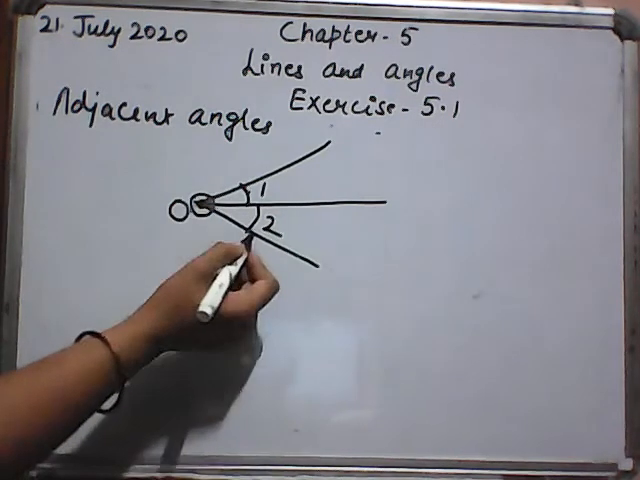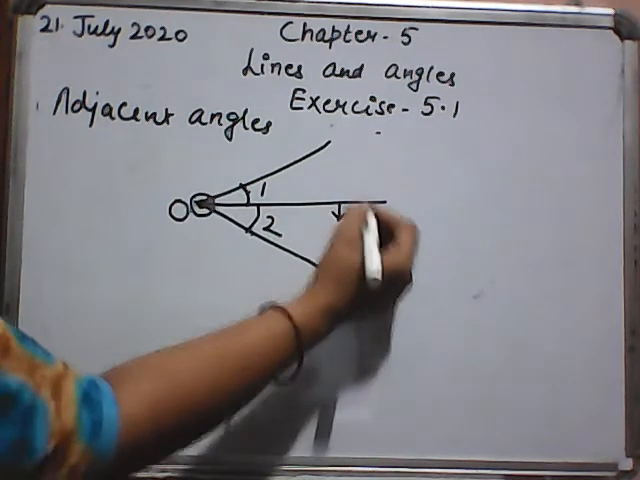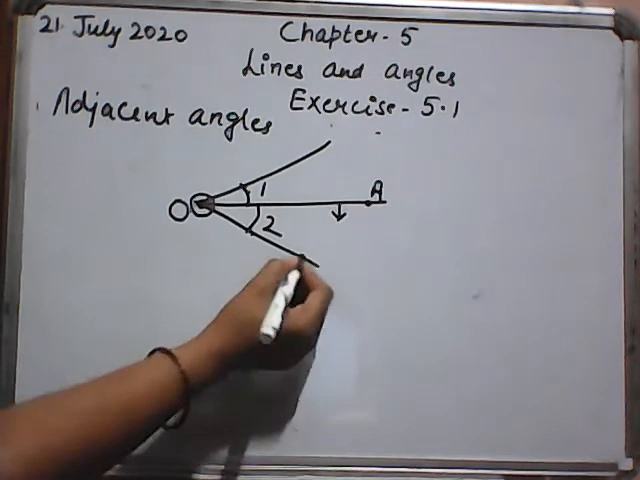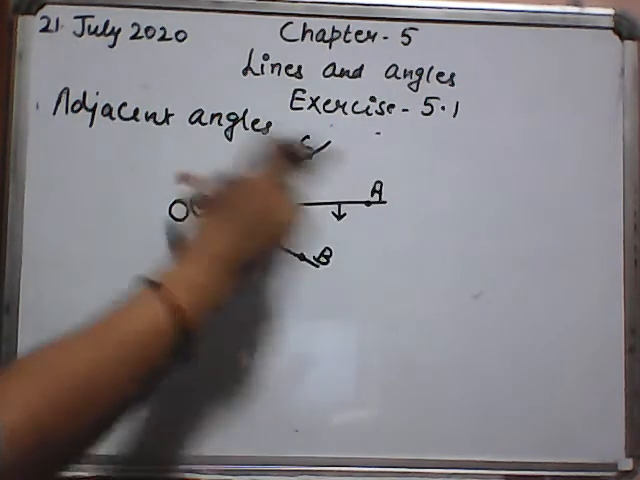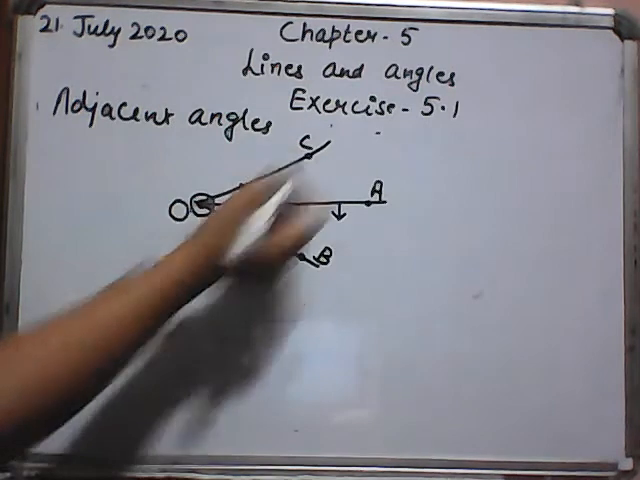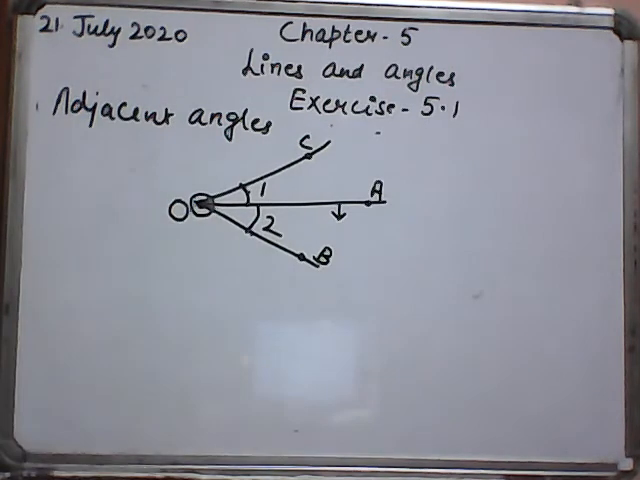Angle 1 and angle 2 have a common arm. Suppose it is OA, OB, OC. OA is the common arm, and the non-common arms OC and OB are on the opposite sides of the common arm. If these three conditions are satisfied, then you can say the angles are adjacent.